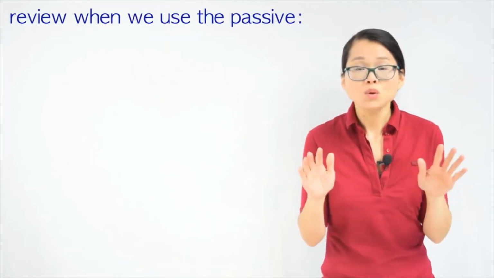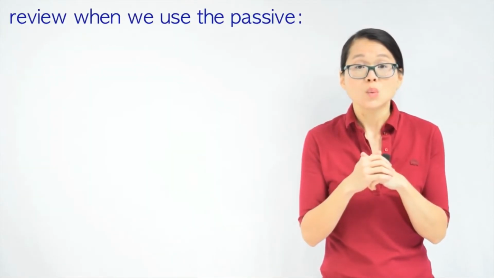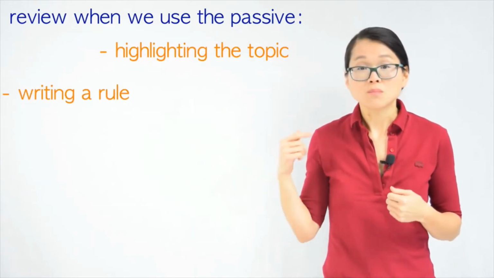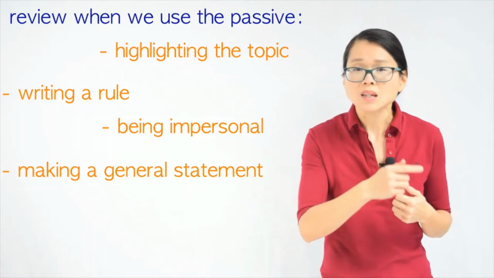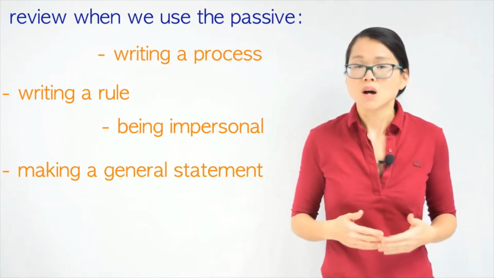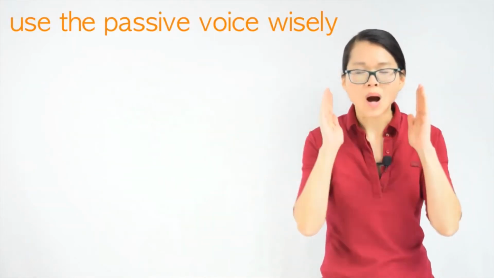Review now all the reasons to use the passive. From our first episode on passive, we use it when highlighting the topic, writing a rule, being impersonal, making a general statement, and now when writing a process, avoiding responsibility, but use the passive voice wisely.